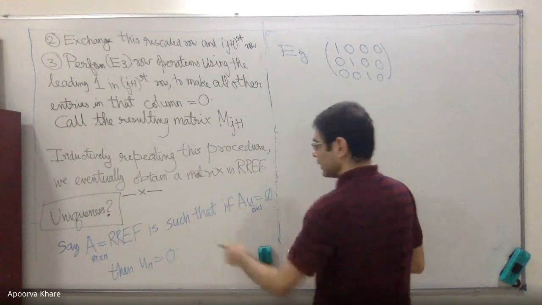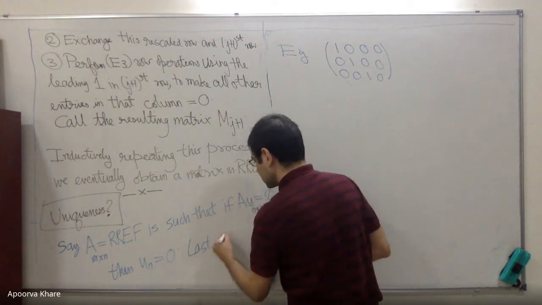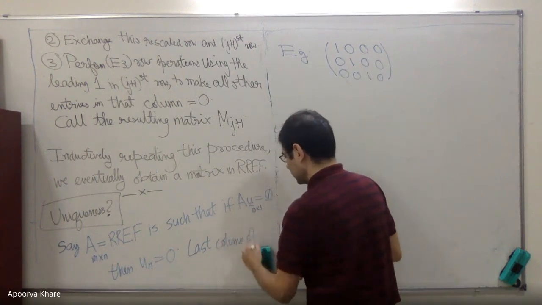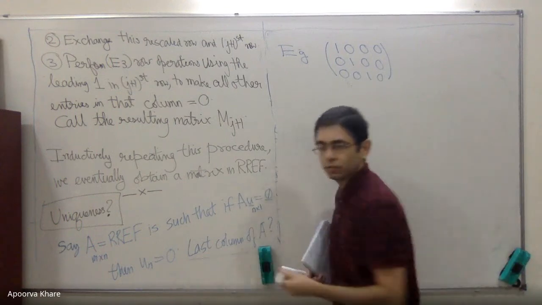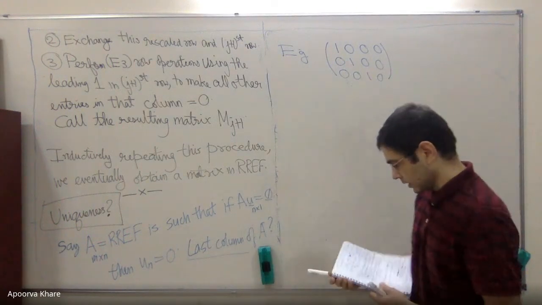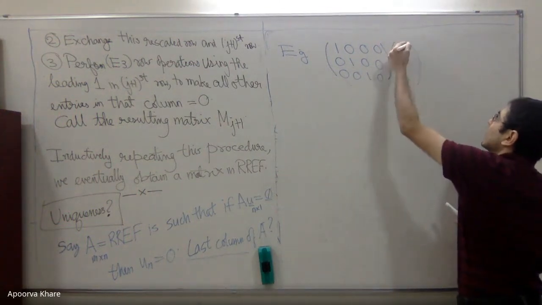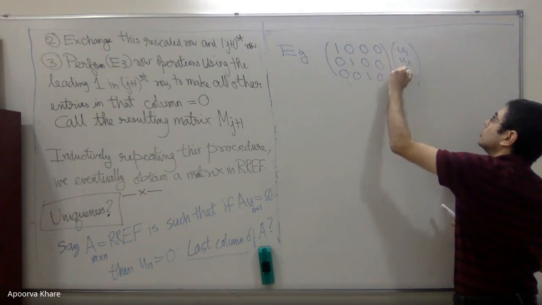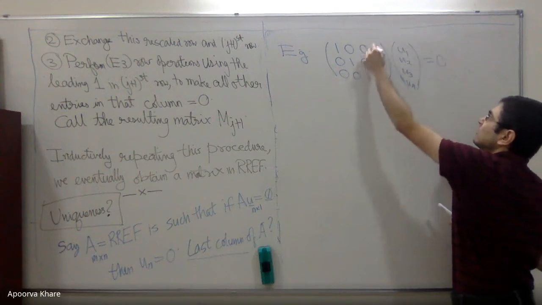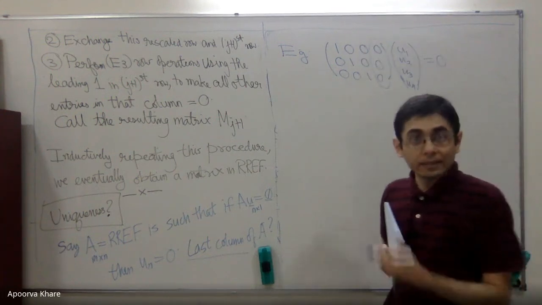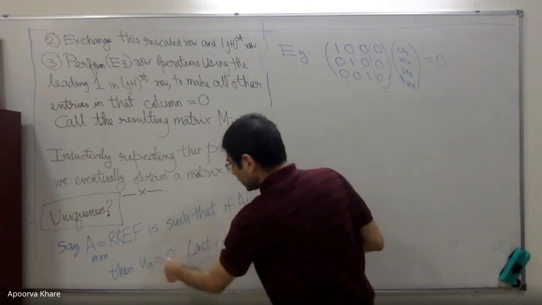So what can you say about the last column? Let's do an example. Suppose I have this matrix times U1, U2, U3, U4, and suppose this is equal to 0. Suppose I have this thing where the last column is 0. Does this have to imply that U4 equals 0?